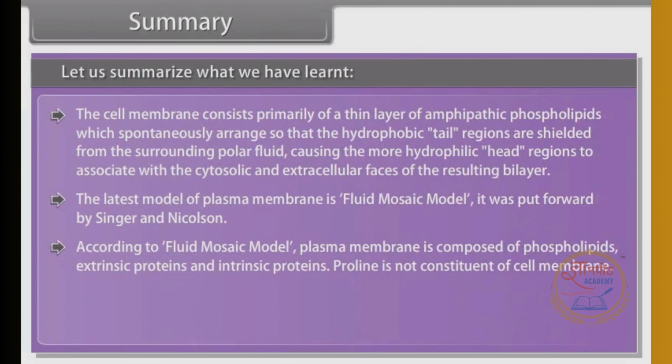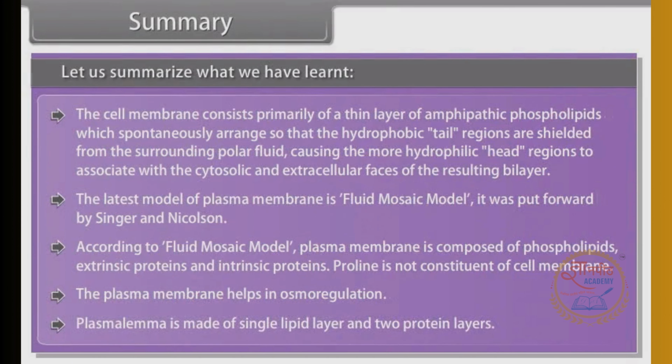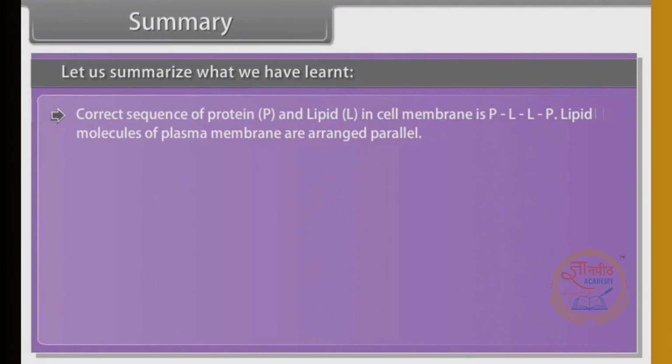According to the fluid mosaic model, plasma membrane is composed of phospholipids, extrinsic proteins and intrinsic proteins. Proline is not a constituent of cell membrane. The plasma membrane helps in osmoregulation. Plasma lemma is made of a single lipid layer and 2 protein layers. Correct sequence of protein P and lipid L in cell membrane is PLLP. Lipid molecules of plasma membrane are arranged parallel.